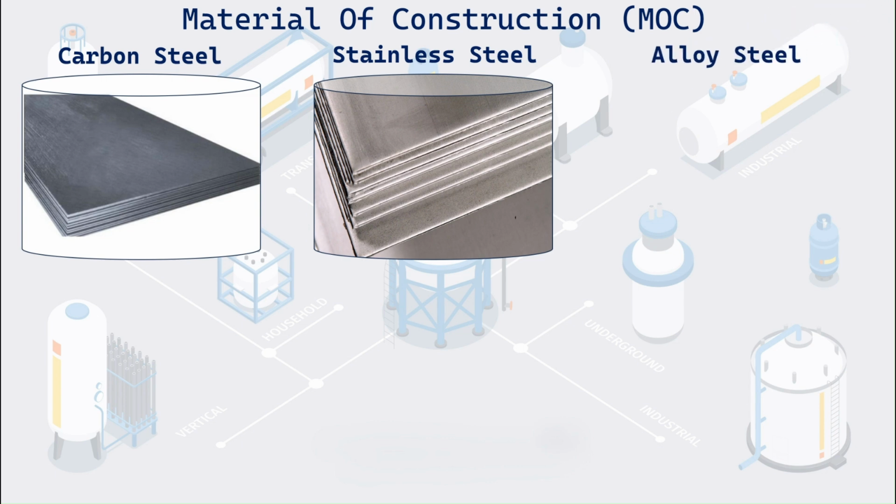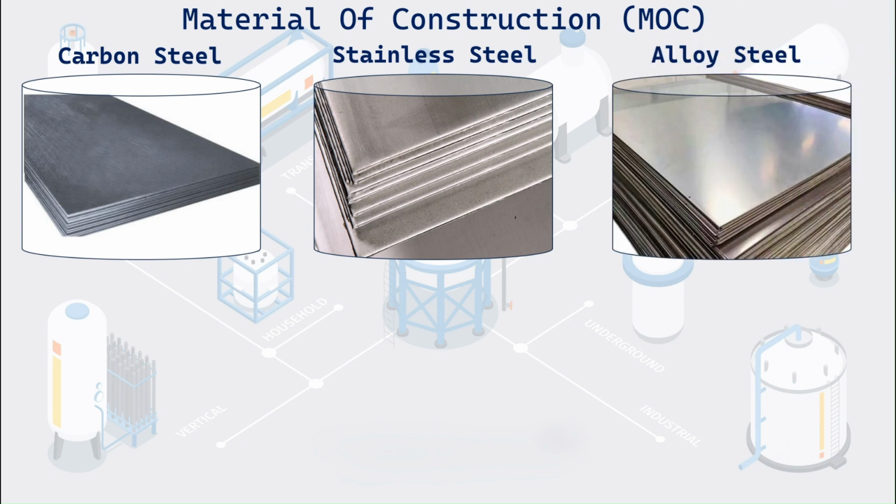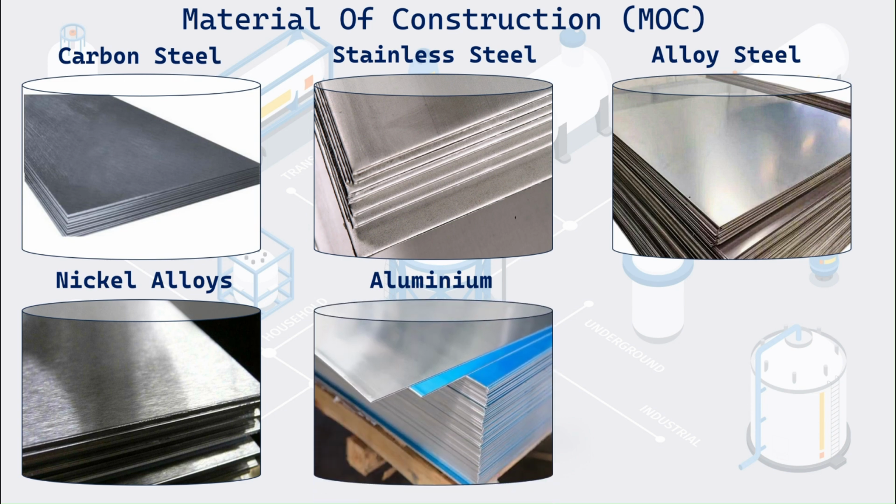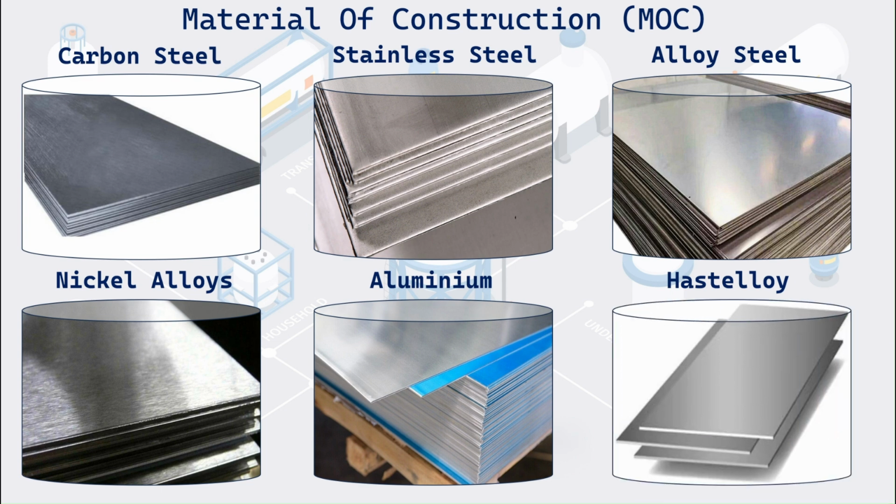Alloy steels, for example, ASTM A387. Chosen for high-temperature or high-pressure applications due to their excellent heat and pressure resistance. Nickel alloys. Used for their outstanding corrosion and thermal resistance in harsh environments. Aluminium. Selected for its lightweight and good corrosion resistance in very specific applications. Specialty alloys, for example, Hastelloy. Utilized in highly corrosive or demanding chemical environments. Material selection in general depends on the vessel's intended service, operating pressure and temperature range, and the nature of the contents.